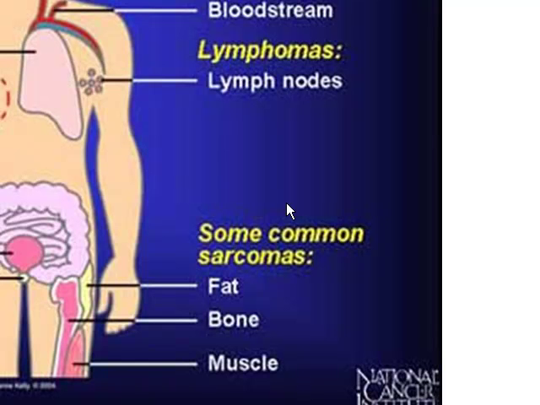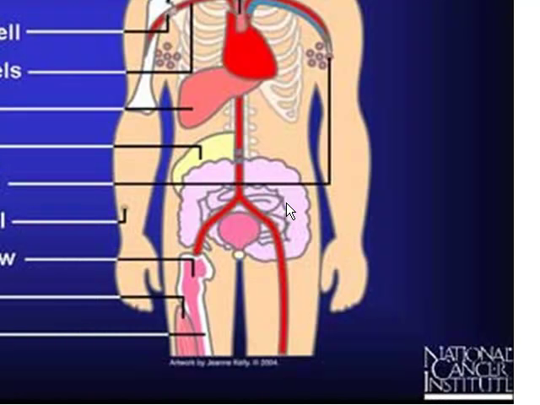Sarcomas are cancers arising from cells found in the supporting tissues of the body, such as bone, cartilage, fat, connective tissue, and muscle. Lymphomas arise in the lymph nodes and tissues of the body's immune system. Leukemias are cancers of the blood, immature blood cells that grow in the bone marrow and invade the bloodstream.